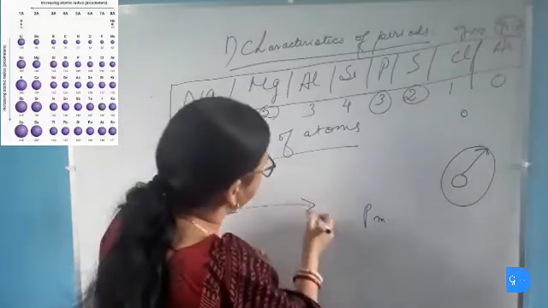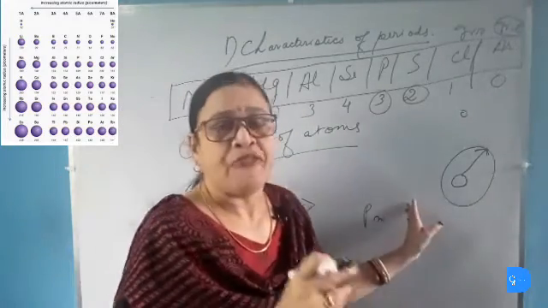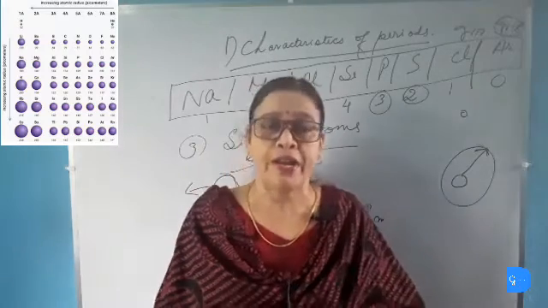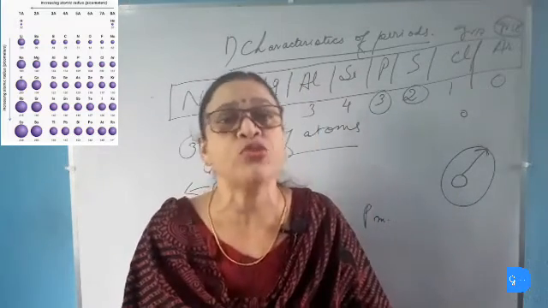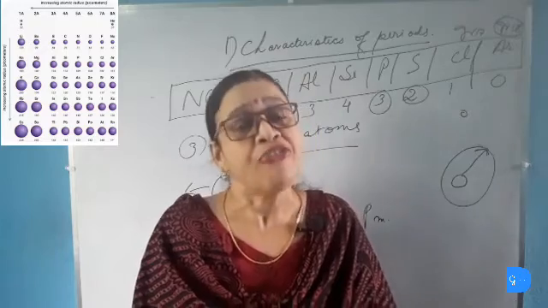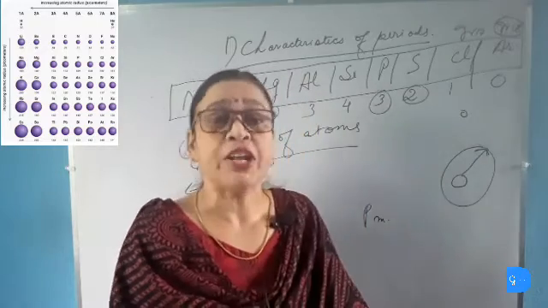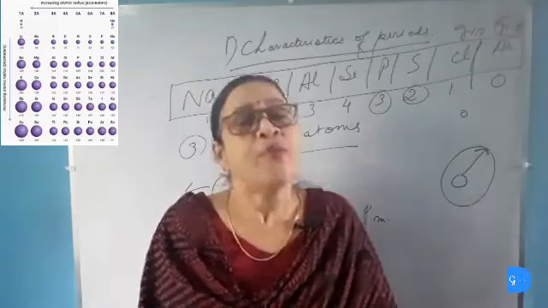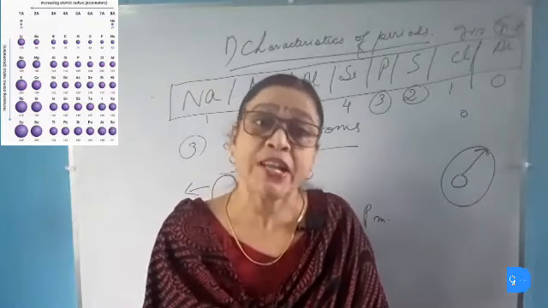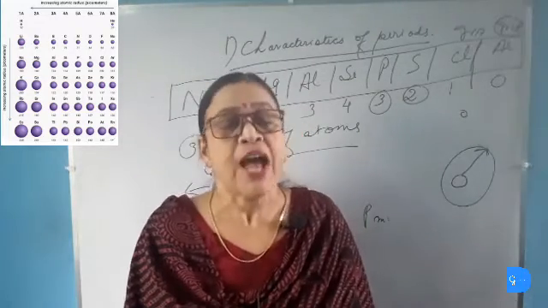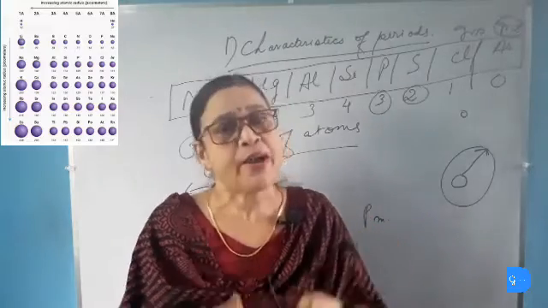On moving from left to right of the periodic table, we know that atomic number increases, and as atomic number increases, the number of protons and electrons also increases, and the extra electrons are added in the valence shell. So the positive charge of the nucleus increases considerably from left to right. As the positive charge of the nucleus increases from left to right of the period, the valence electrons are attracted more strongly by the nucleus.